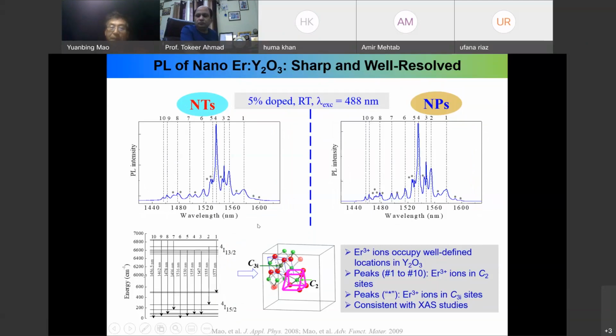That gave us so many fine peaks, right? And because the yttrium oxide has this unique cubic structure, it has two sites. One is called C2, the other one is C3i, and that will further split. That's why you see there are 10 peaks here, but there are some peaks I marked with asterisks here, and that is actually because they are at different sites.